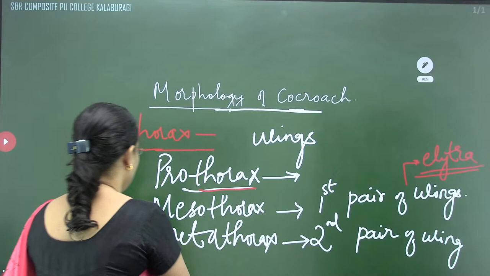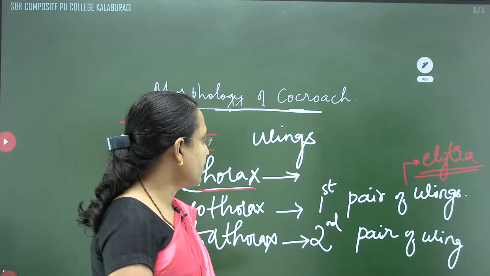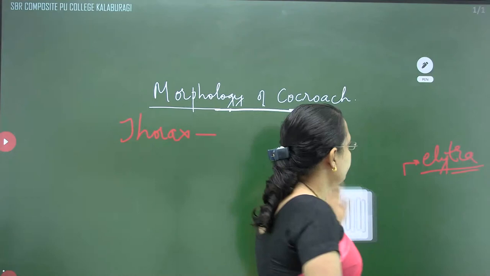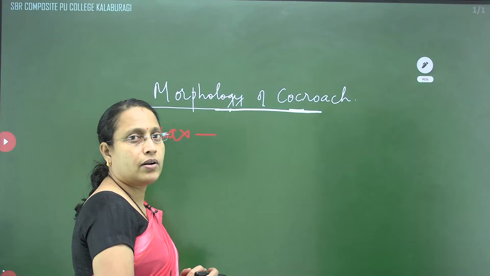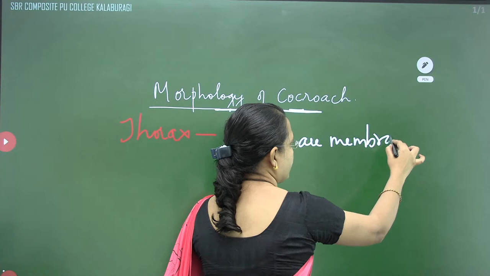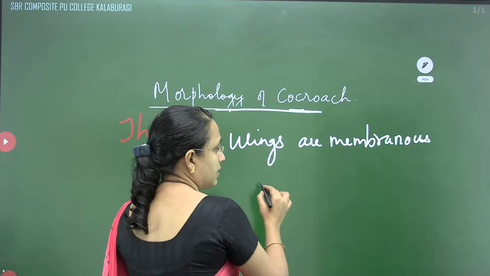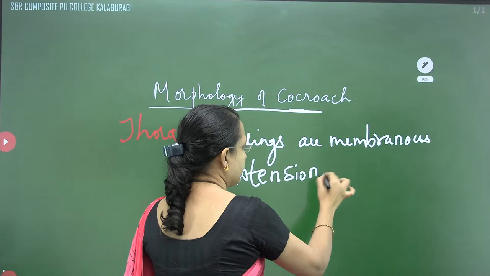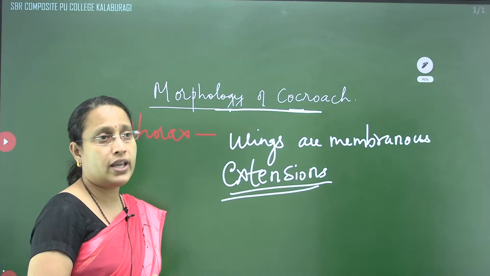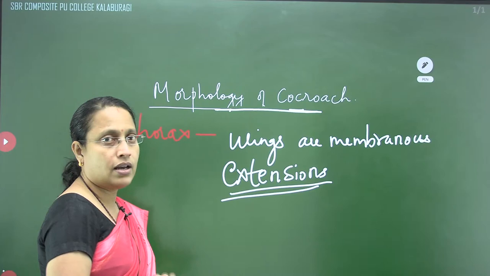Elytra or tegmina. Now, what is the difference between the first wing and the second wing? Before going to the difference between the two wings, the wings are membranous in the case of cockroach. Okay, it means that they are extensions from the body wall, that is, the body wall gets extended and thus forms a wing. And they have fine tubules branched inside them, connected to the hemolymph of the body, and they have a supply of nerve cells. So that is how the wings are there. They are membranous extensions from the body wall.